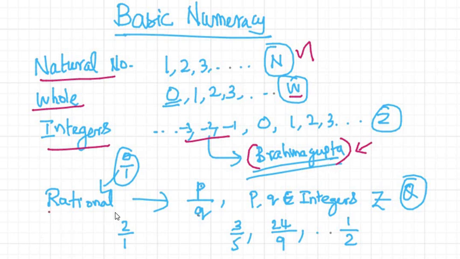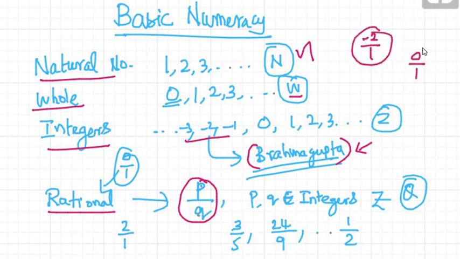Next comes rational numbers, denoted by the letter Q. Any number of the form P by Q is rational: 2 by 3, or 3 by 5, or 24 by any number. Even all integers are rational numbers, because minus 2 can be written as minus 2 by 1.